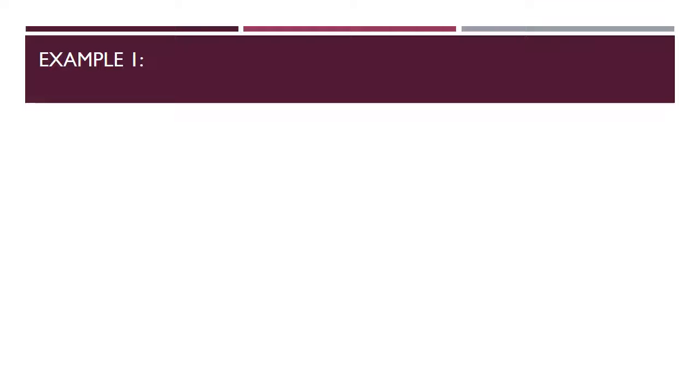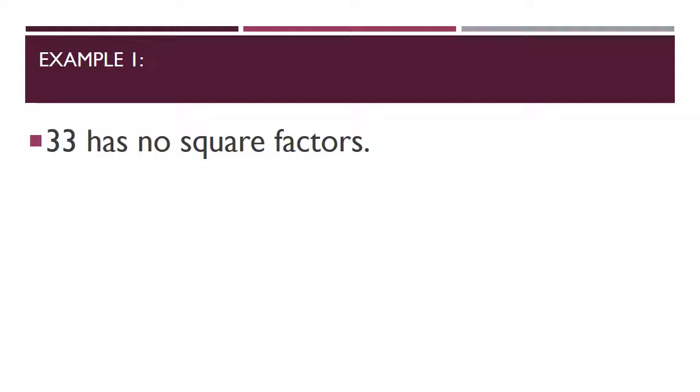Let's take a look at our first example. We have square root of 33. So the radicand in this case is 33. And we need to find out if this radical is in the simplest form or not. We know that 33 has no square factors. There are no two numbers that I can multiply to get 33 where one of them is a square factor.